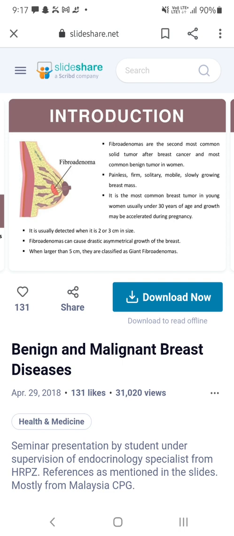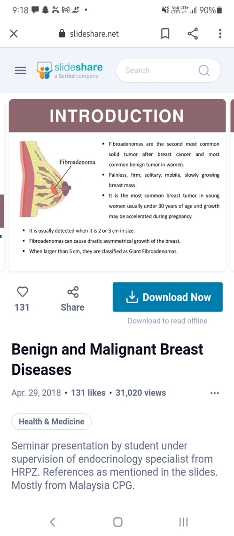So mainly it is a painless, firm, solitary, mobile, slowly growing breast mass. We know that tumors grow slowly, while malignancy can grow very fast. It is the most common breast tumor in young women under 30 years of age, and growth may be accelerated during pregnancy. So this is very common under the age group of 30.